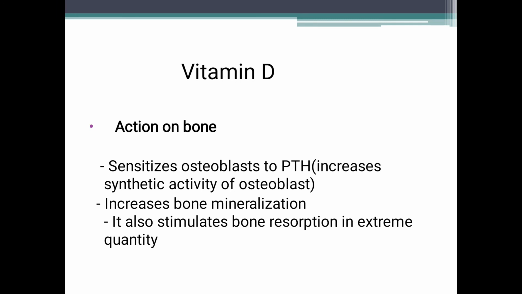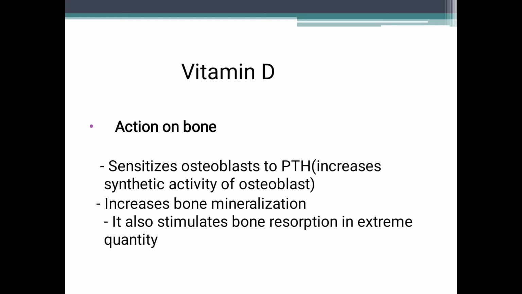Coming to the action of vitamin D on bone. It sensitizes the osteoblast to the parathyroid hormone and increases the synthetic activity of osteoblast. So it acts on the osteoblasts that have receptors for vitamin D. It is also necessary for normal mineralization of the bone, which one? Vitamin D.